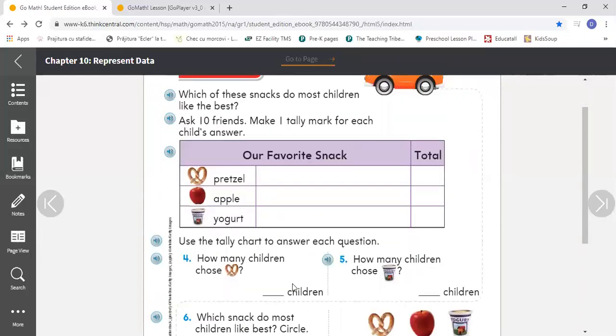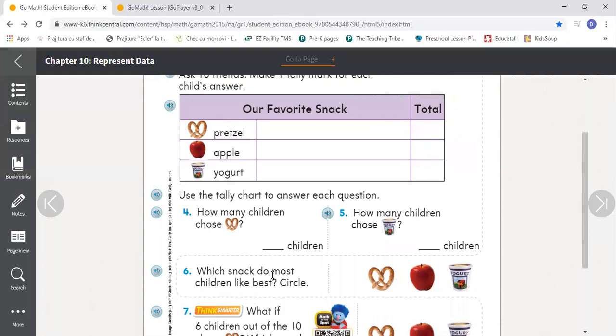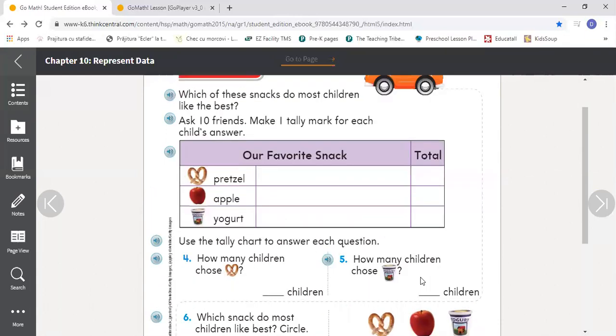Let's see the questions. How many children chose pretzel? Remember I said 3. How many children chose yogurt? 2. Which snack do most children like best? We have to circle. Remember which one it was? Yes, apples.